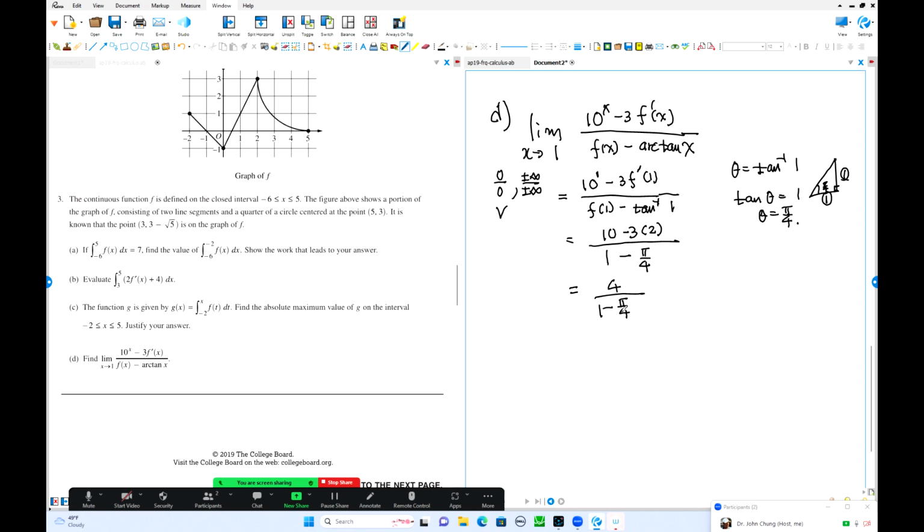A little better looking, okay? You can leave it this way, it's okay too, but to make it better looking, multiply by 4 on top and bottom. That is 16 over 4 minus pi. That is better looking, right? Okay, that's the answer.